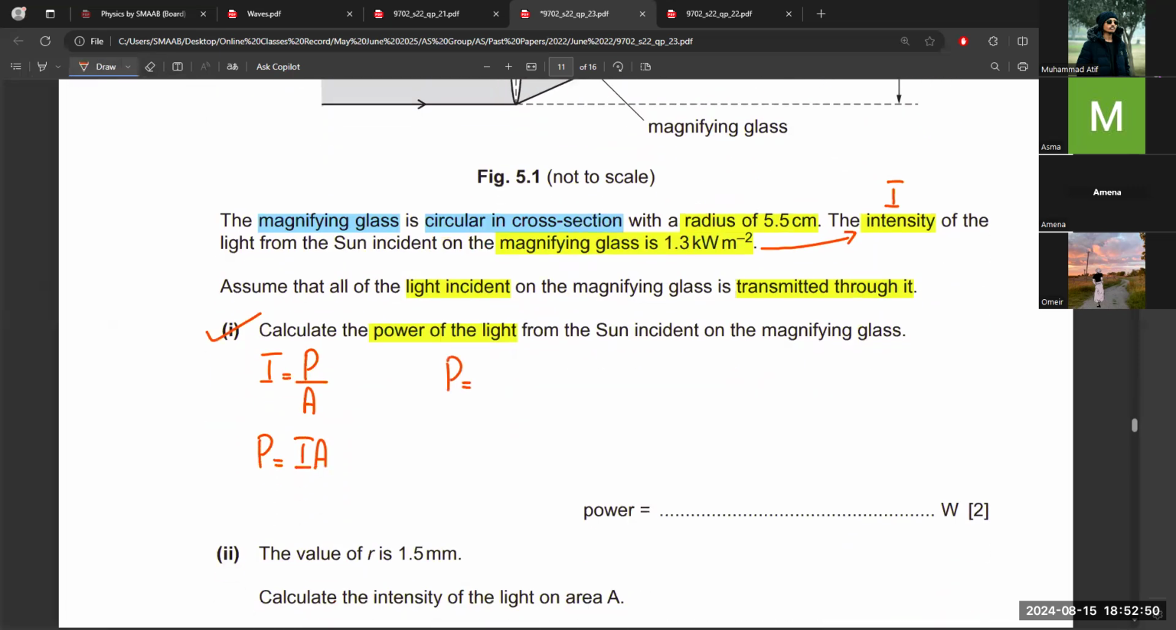So power is equal to intensity, which is 1.3 times 10 to the power 3, and area is equal to pi r square. The area is pi times 121. Right. Because radius is given, so now we can easily find out the final value. 5.5 centimeter means we have to convert into meters. So 5.5 divided by 100, or 5.5 exponent power minus 2, square.